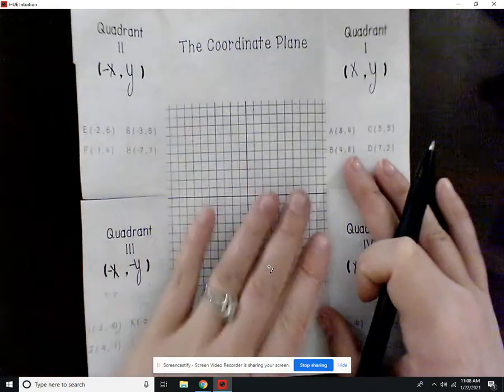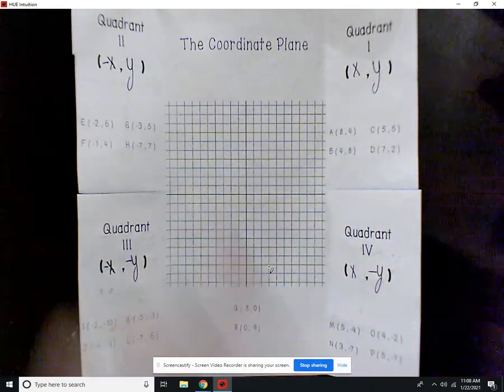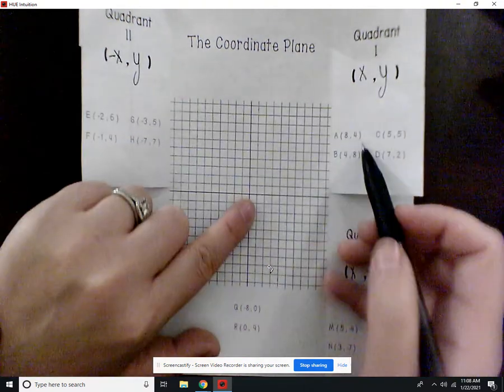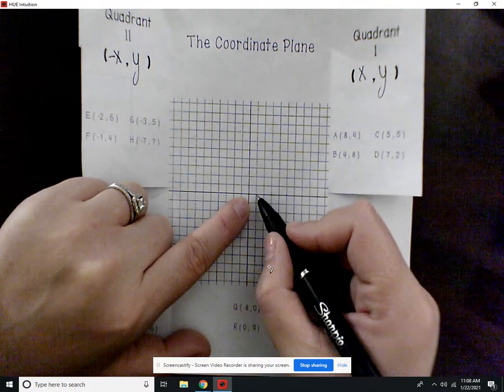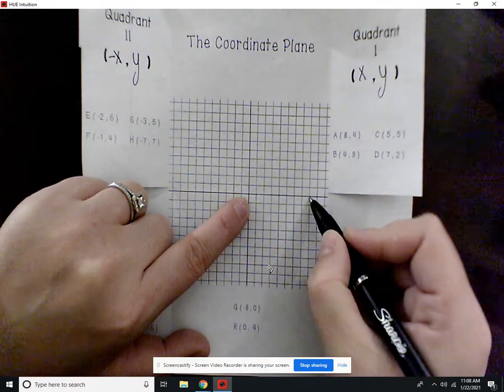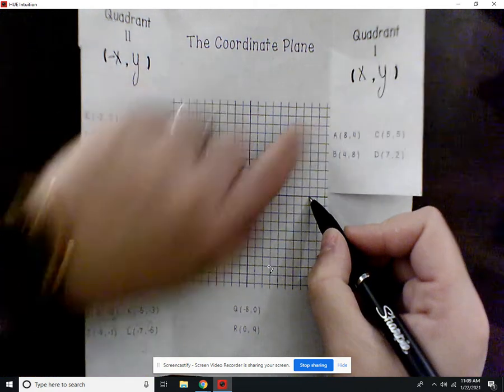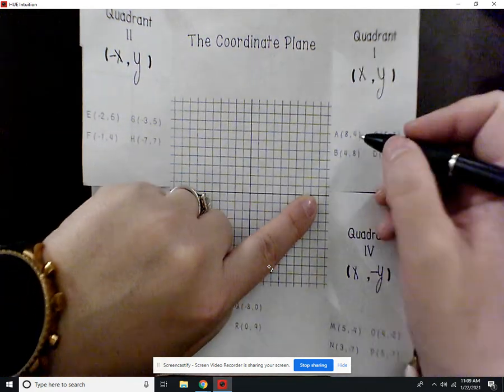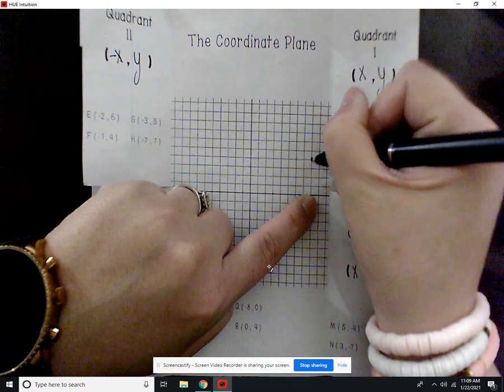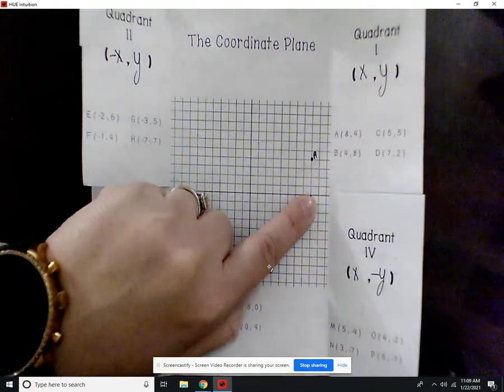All right, so we're going to graph some points. We have 8, 4. If we start in the center, we're going to count over 8 spaces: 1, 2, 3, 4, 5, 6, 7, 8. We're going to the right because it's positive. And then for the second number, we're going to go up 4 spaces: 1, 2, 3, 4. So that's letter A.